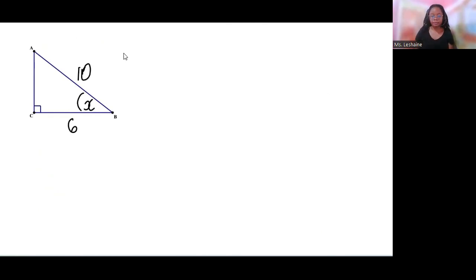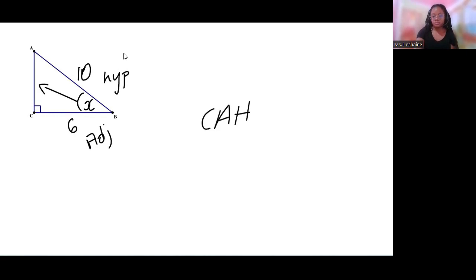In this example, I have my missing angle x. I also have a hypotenuse, so that is my longest side. The opposite to the angle is missing, so I cannot include that. However, I do have my adjacent. So I have the hypotenuse and the adjacent. So I have to think about the identity that has an A and an H. That is CAH, which has the adjacent and the hypotenuse. So cosine of x is equal to my adjacent, which is 6 over 10.